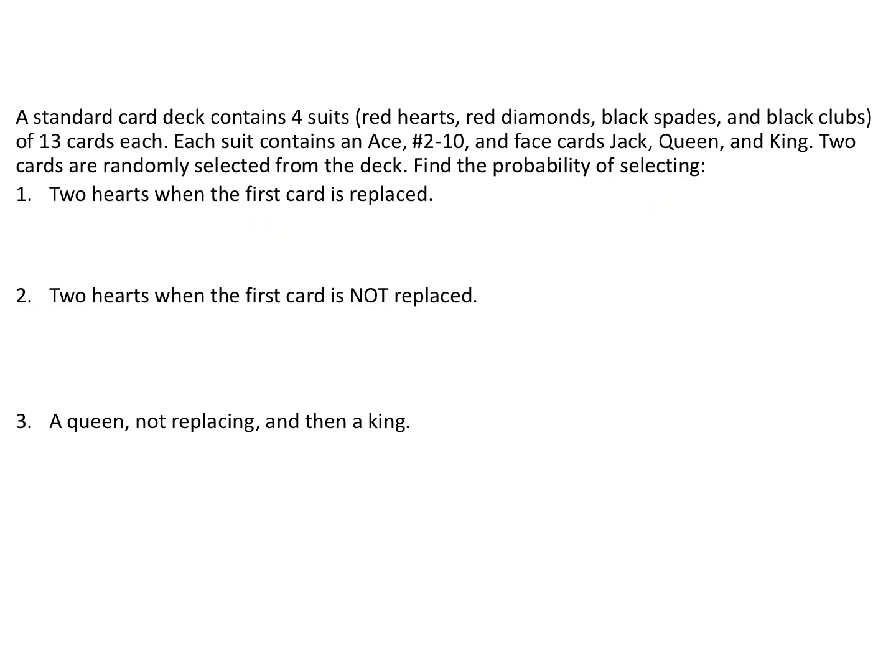A standard card deck contains 4 suits, red hearts, red diamonds, black spades, and black clubs, of 13 cards each. So each suit contains an ace, the numbers 2 through 10, and then 3 face cards, a jack, a queen, and a king. 2 cards are randomly selected from the deck. Find the probability of each.